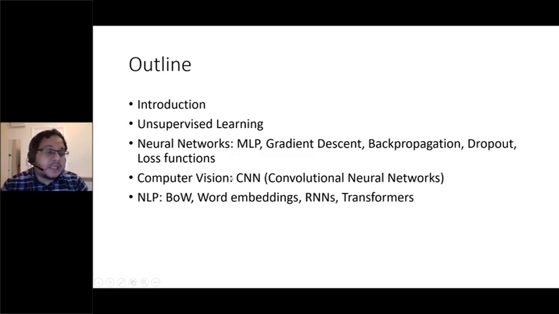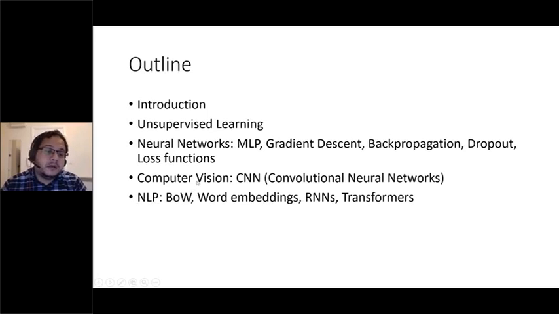Then we will see the models that are used for computer vision. These models are mostly related to CNNs, convolutional neural networks, which is a subclass of neural networks that is very powerful with images. And after that, we will attack NLP, natural language processing.